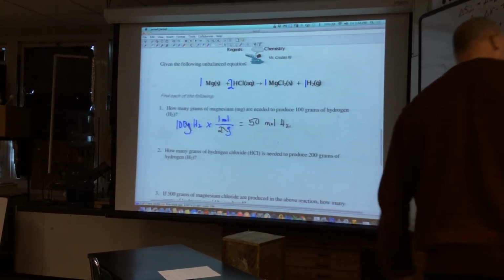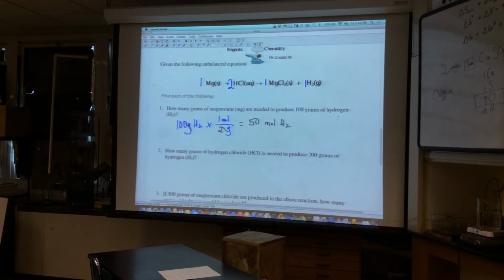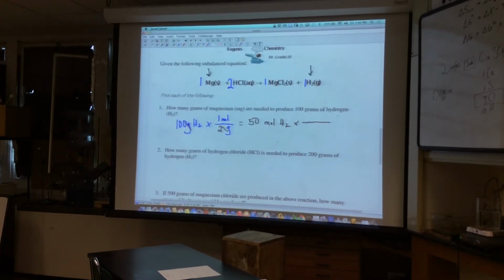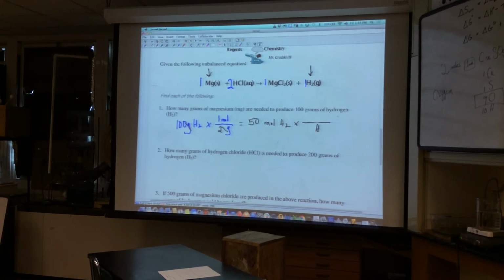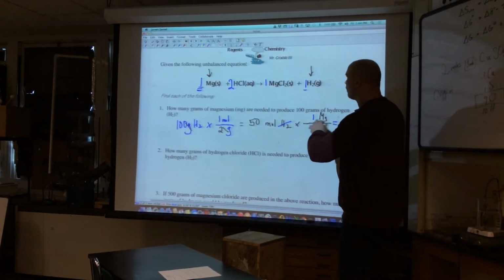So my second step here is to take this number and convert it by the mole ratios. I want to get rid of H, right? They're giving me information about H to get what? Magnesium. So I'm going to get rid of H2. I want magnesium. What's the ratios, guys? For every how many magnesiums? It's a 1, and there's a 1. It's a 1 to 1. I know it seems silly, but we're going to keep ourselves organized and cancel. So what does this give me? 50 moles of magnesium. H2 is gone.